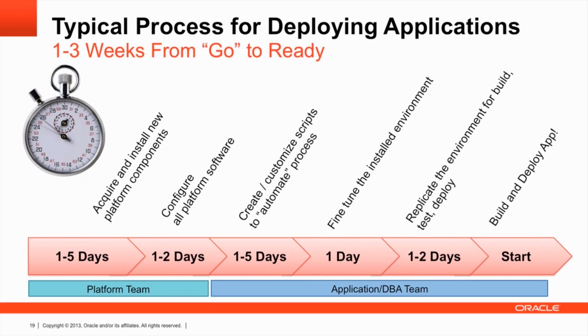The first 1 to 5 days is basically to acquire and install your new platform components. That would be the OS and all the different base software. It could be the web server, your app server. The next couple of days is configuring the platform software, so configuring that web server, configuring that app server. So we're talking about probably anywhere from 2 to 7 days of time elapsed now.